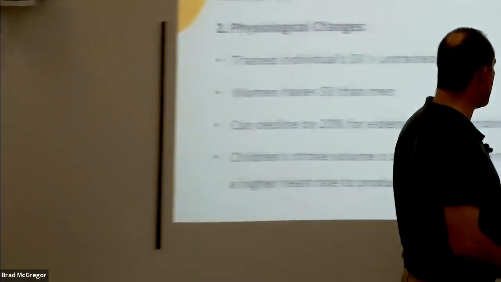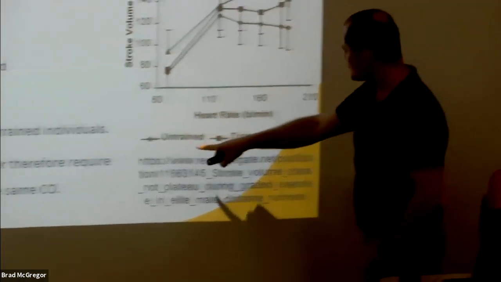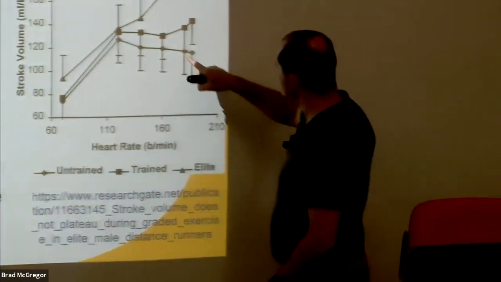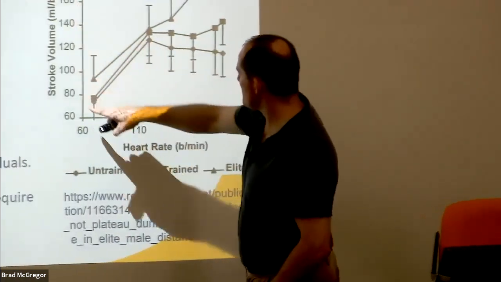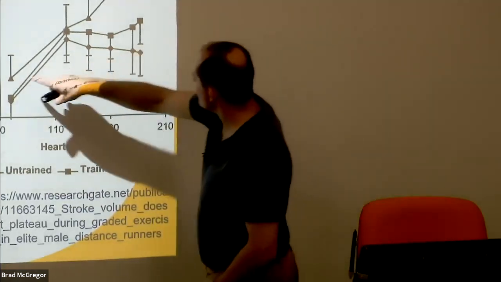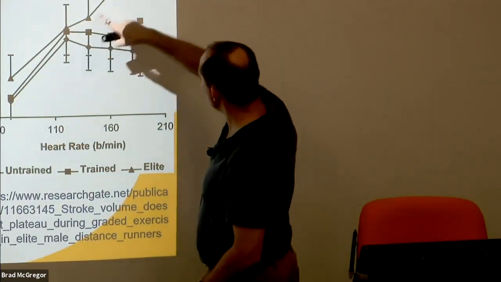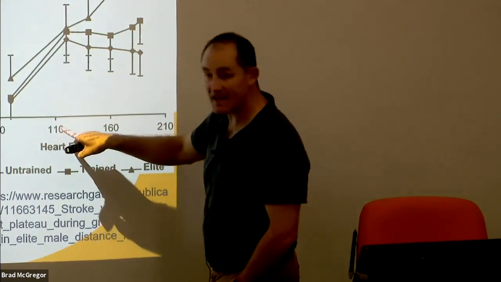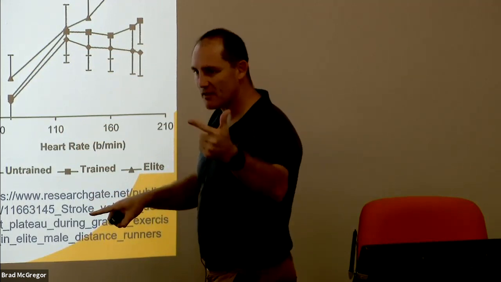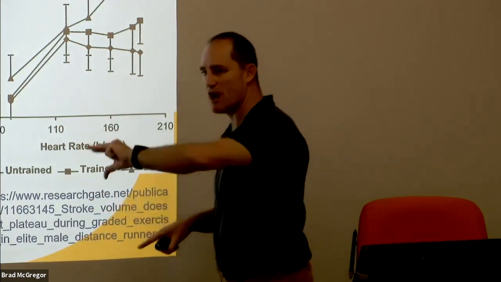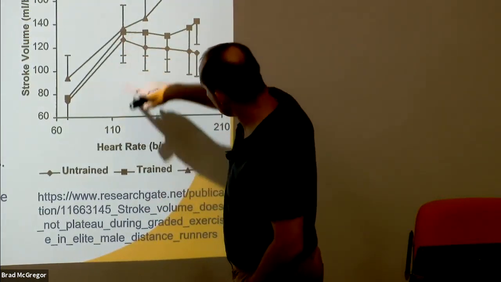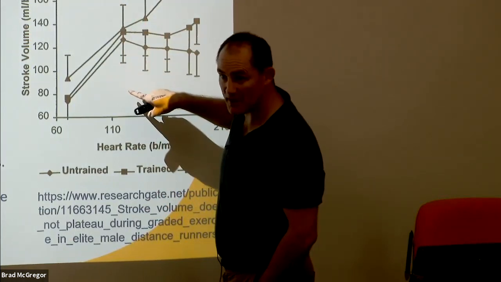Now, if we have a look at this data, this shows you the difference between untrained, trained, and elite. So look at the untrained, which is the diamonds. So you can see their stroke volume in mils per beat along the y-axis. Here's the untrained guys. Look at the elite guys. So all about the same at 110 beats per minute. So you get a couch potato, an elite athlete, and a trained average person all to go for a run together. Everything's pretty level in terms of stroke volume around that 110, 120 beats per minute.